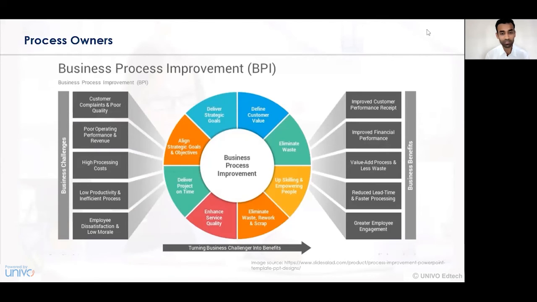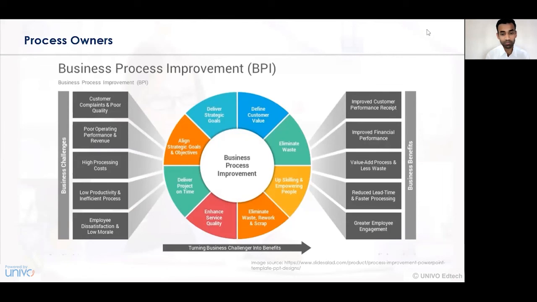When the business process improvement cycle is implemented, the steps that need to be initiated are defining the customer value, eliminating the waste in the organization, upskilling and empowering the people, eliminating waste, rework and scrap, that is, focusing on the reduction of waste in the organization, enhancing the service quality, delivering the project on time, aligning strategic objectives and goals, and lastly, delivering the strategic goals.